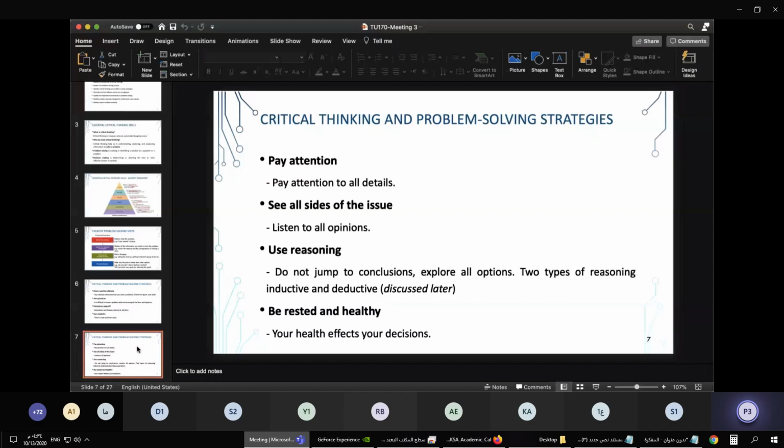Be rested and healthy. Your health affects your decision. For example, in the TV situation, the remote control, if you are angry about missing a football match or anything, and you want to solve the problem very quickly, that would affect solving the problem in a critical thinking way, in a very effective way.